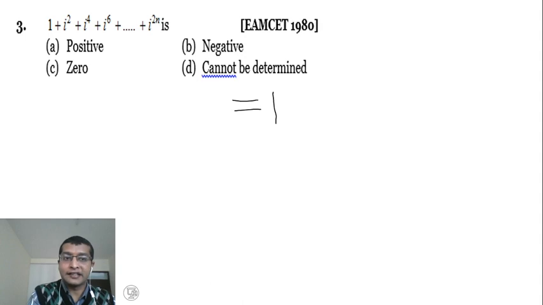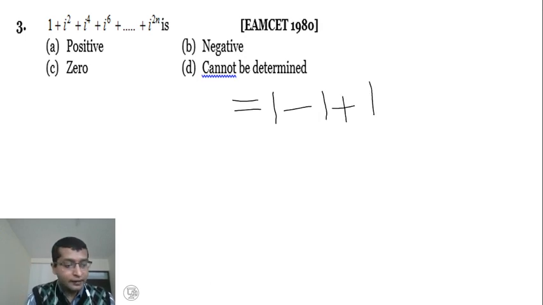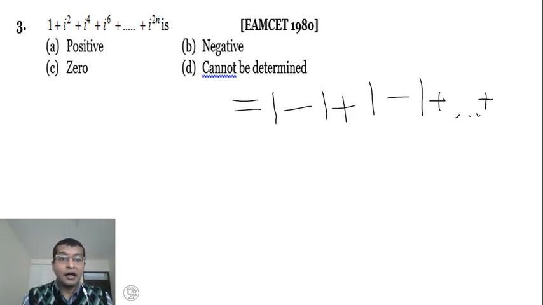i^2 is minus 1. i^4 is (i^2)^2, and (minus 1)^2 is plus 1. Then i^6 is (i^2)^3, and (minus 1)^3 is a negative number. Then so on. So we have the last part i^2n. Here we don't know n, whether n is a positive number or a negative number, we don't know that.